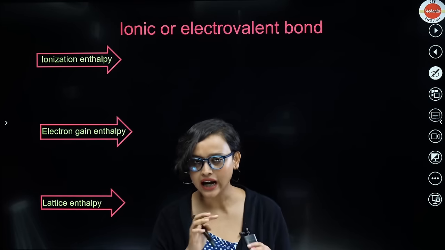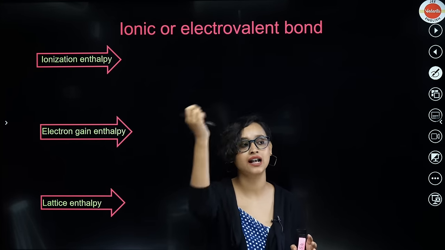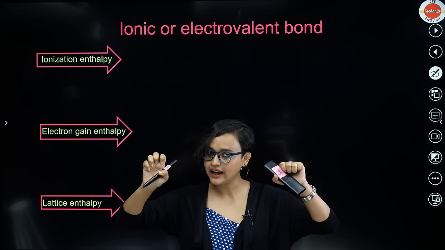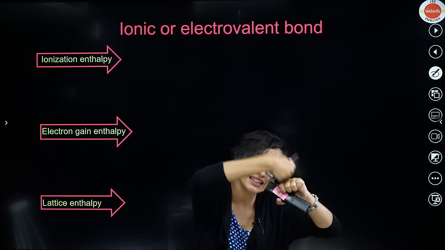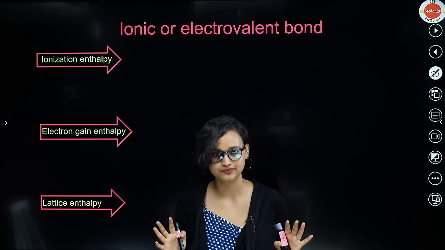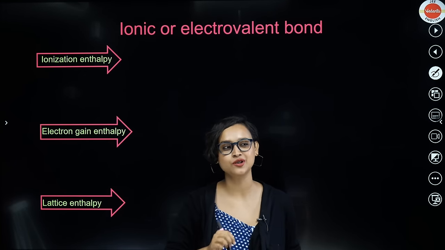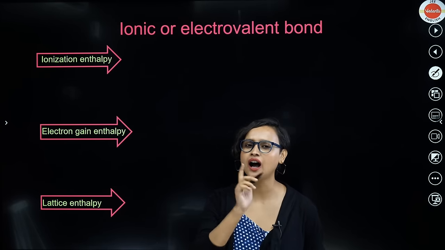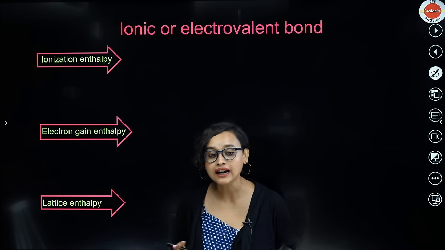My dear student, we understand that the ionic bond happens when there is a transfer of charge. That means if there is Na and if there is Cl, from Na, one electron is coming out of the atom and getting inside the chlorine, right? Yes. In this case, there are three terms also that are used. Okay, three terms. Three terms are ionization enthalpy, electron gain enthalpy, and lattice enthalpy.